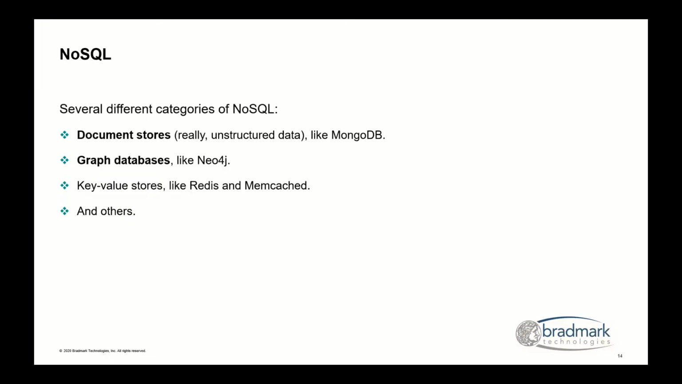Now, of course, there's several different categories of NoSQL. There's document stores, things like MongoDB, which we'll be talking about today. That's really unstructured data. So anything that's like an app, there may be apps that are storing JSON, for example, that could be a document store. We also have graph databases like Neo4j, which we'll cover in an upcoming webinar, and then other types of NoSQL like Redis and other key value stores and those kinds of things as well.